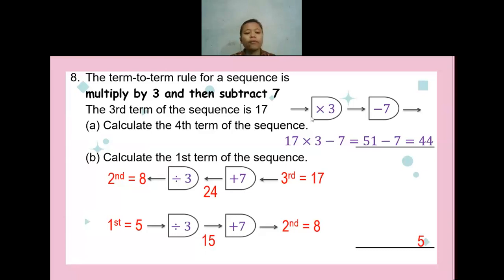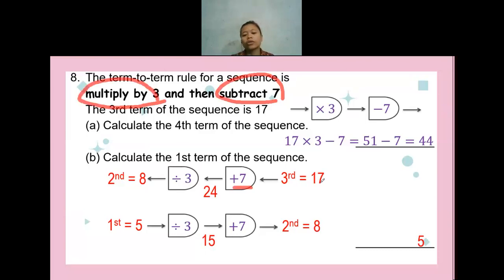Okay. For 8b, we already have the third term. We need to find the second term, because the second term is the previous term. It means we do the inverse function. We do the opposite for all of the rule in here, so we read from the back. This is subtract 7. The opposite of subtract 7 is plus 7. The opposite of multiply by 3 is divide by 3.